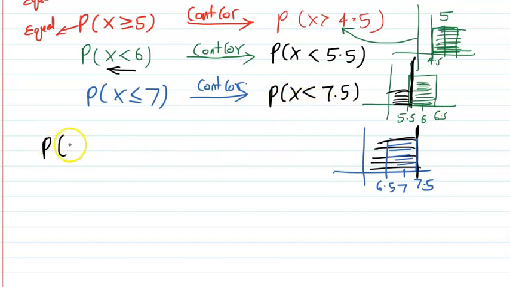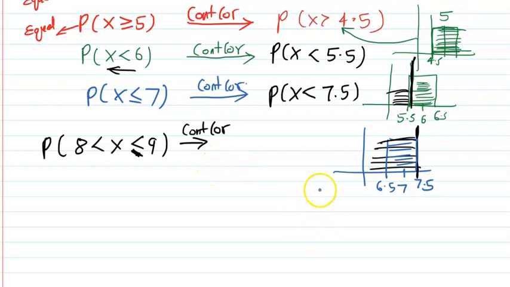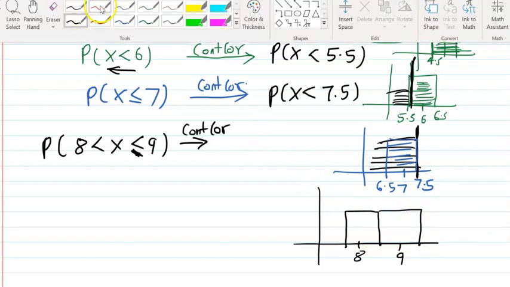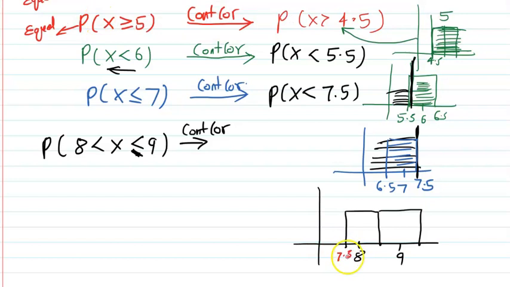Now another example, if x is between 8 and 9, and here at 9 it is equal sign. Remember, 9 is included but 8 is not included. So after doing continuity correction, can you do it for me? What should be your value? 8 and 9. Yeah, please try. This is our 8 bar and this is our 9 bar. So what should be your answer here? This is 7.5, 8.5 and 9.5.